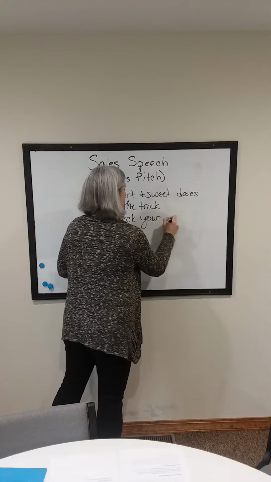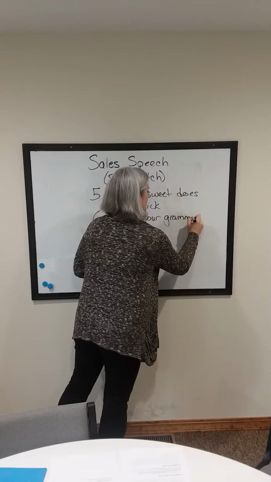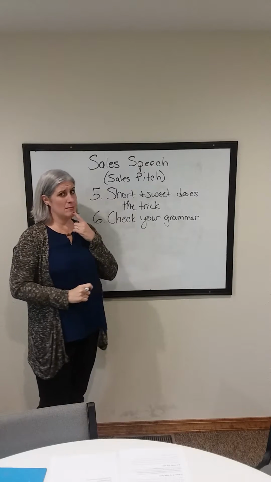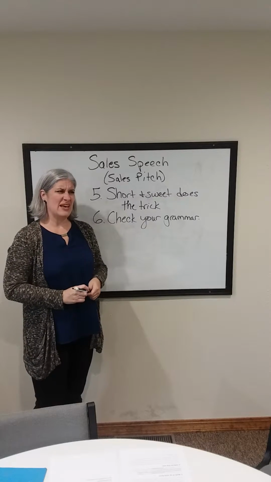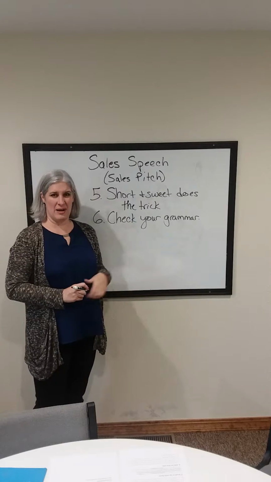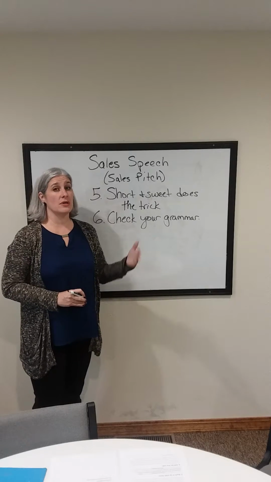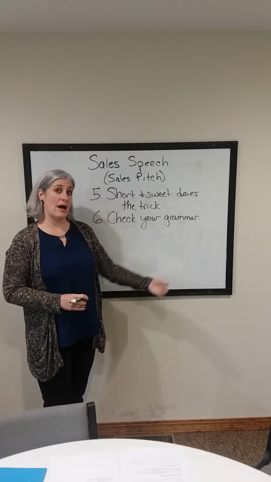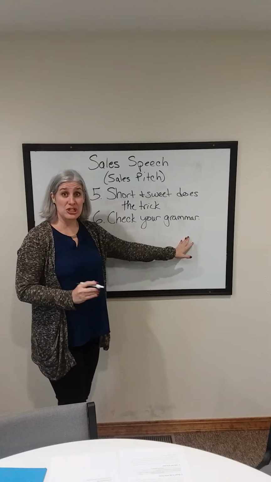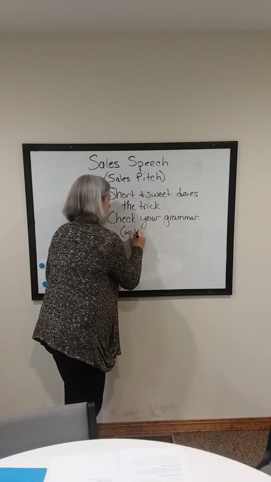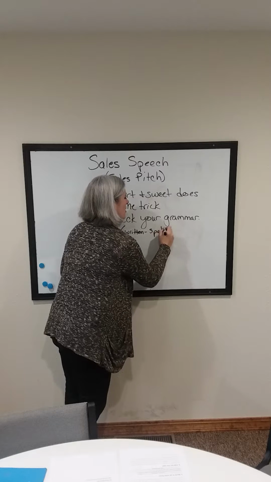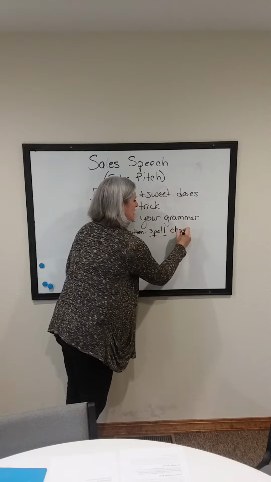Okay? Number 6 is check your grammar. This is especially if it's print media, but it can be in the way that you're speaking as well. If you say something that is not correct grammar, it's going to come across as if you are not knowledgeable about your subject, okay? So if you write it down, make sure you spell check. So if it's written, like an article or an ad, always, always, always spell check it.